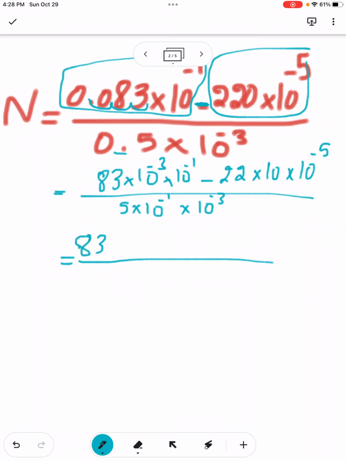83 times 10 power minus 4 minus 22 times 10 to the power, here 1, same base, I have to add the exponents. It's 10 to the power minus 4, and here 5 times 10 to the power minus 4.